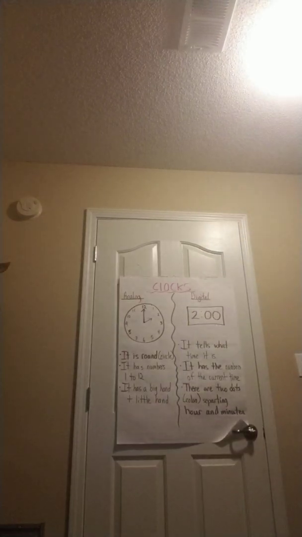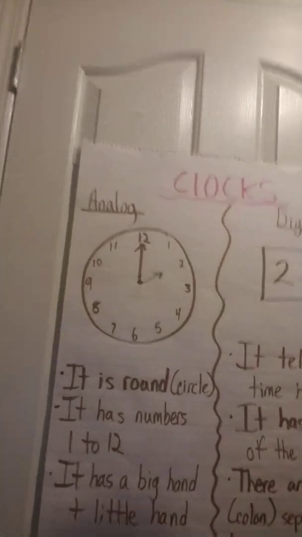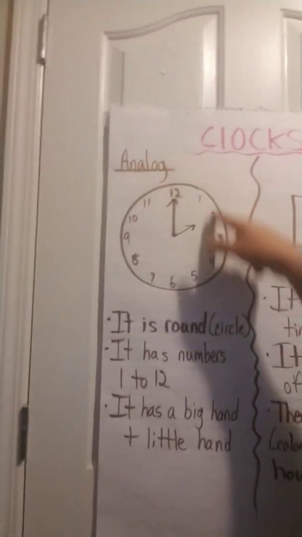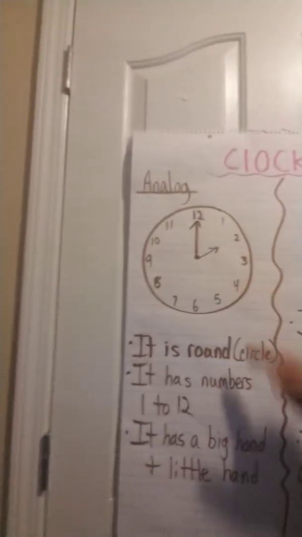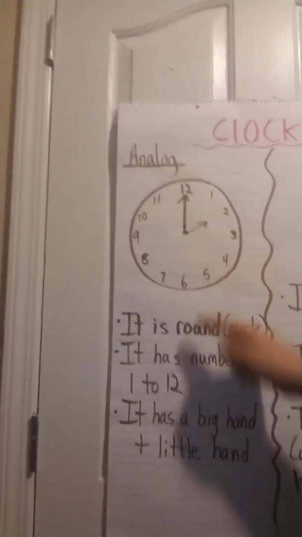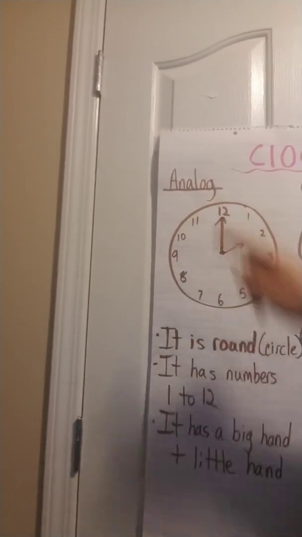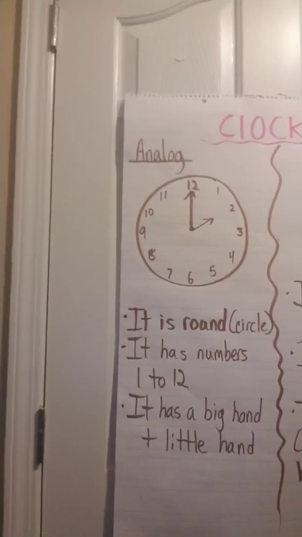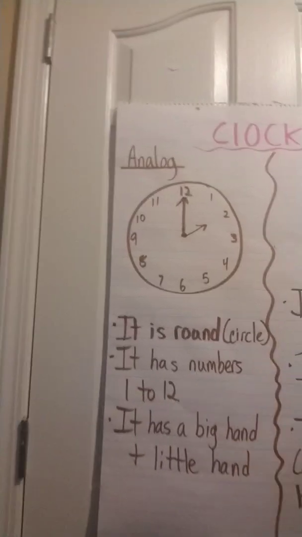So today we're going to learn the difference between analog and digital. Okay? An analog clock, as you see right here, let me get zoomed in here, guys. We will have our tripods coming in probably a week or so. All right, so analog. They have 12 numbers on the clock. It is round. You see the round? It has numbers from 1 to 12. We have 1, 2, 3, 4, 5, 6, 7, 8, 9, 10, 11, 12. Okay? It has a big hand and a little hand. And we're going to learn all about the big hand and little hand in a little while.